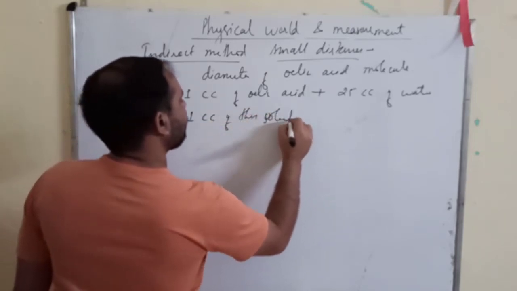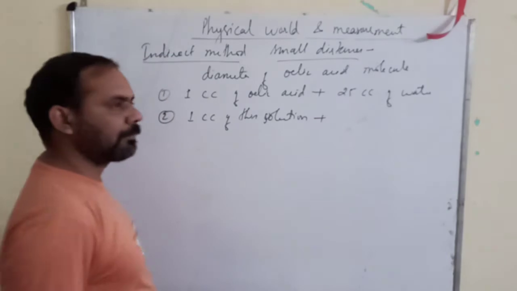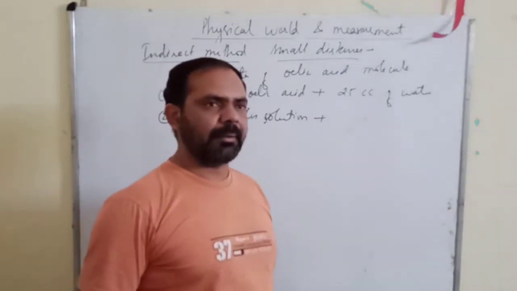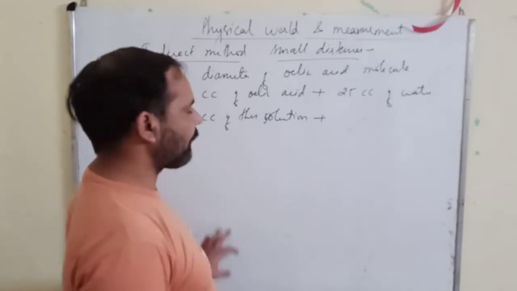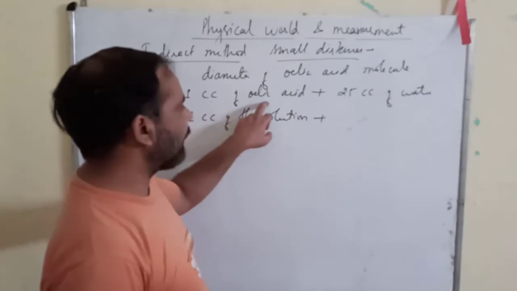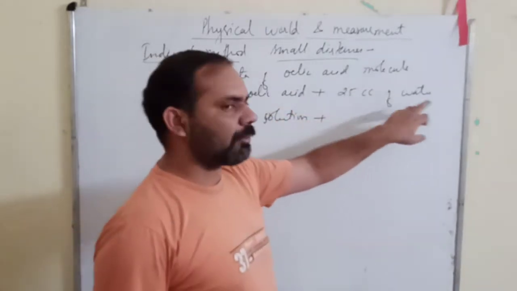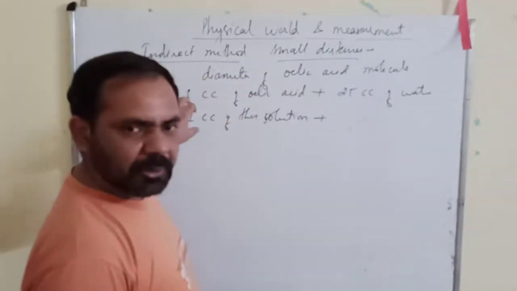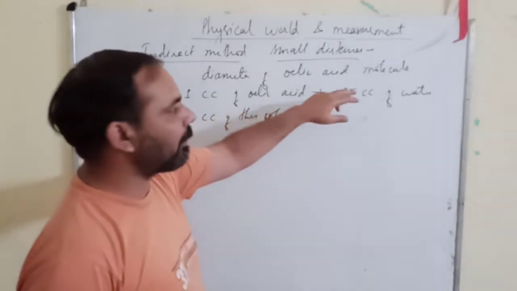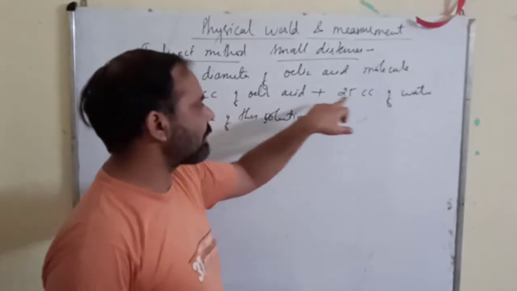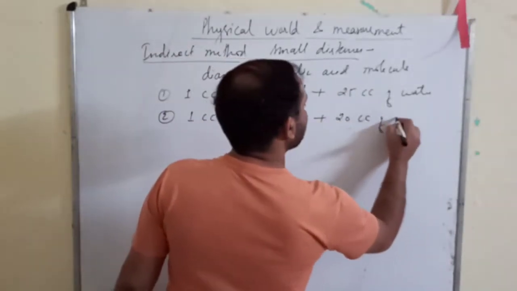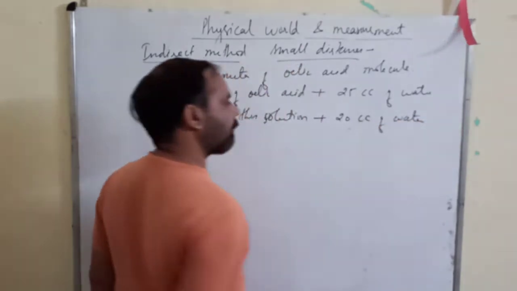What is the meaning of cc, sir? cc is cubic centimeter, beta, the unit of volume. So 1 cc of oleic acid plus 25 cc of water. You take that solution. Now you again take 1 cubic centimeter of this oleic acid plus water solution, and you mix it with 20 cc of water.